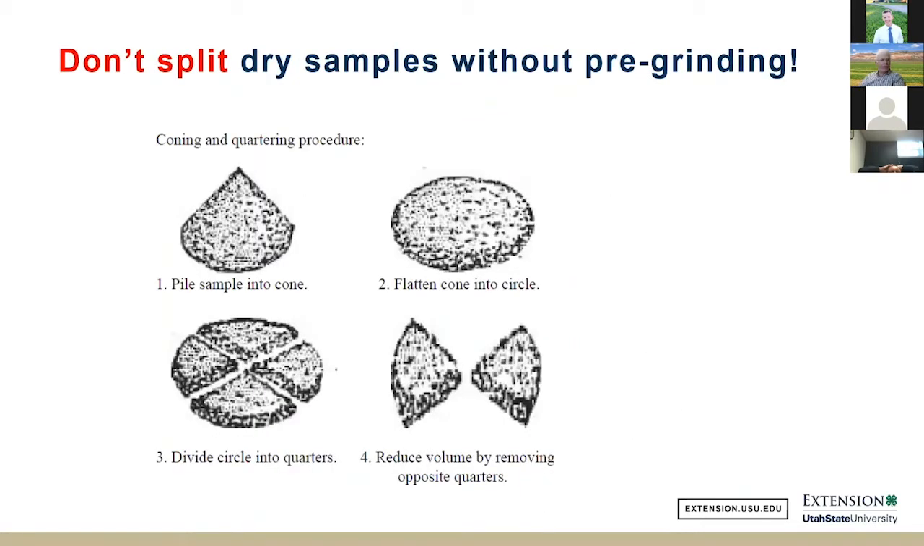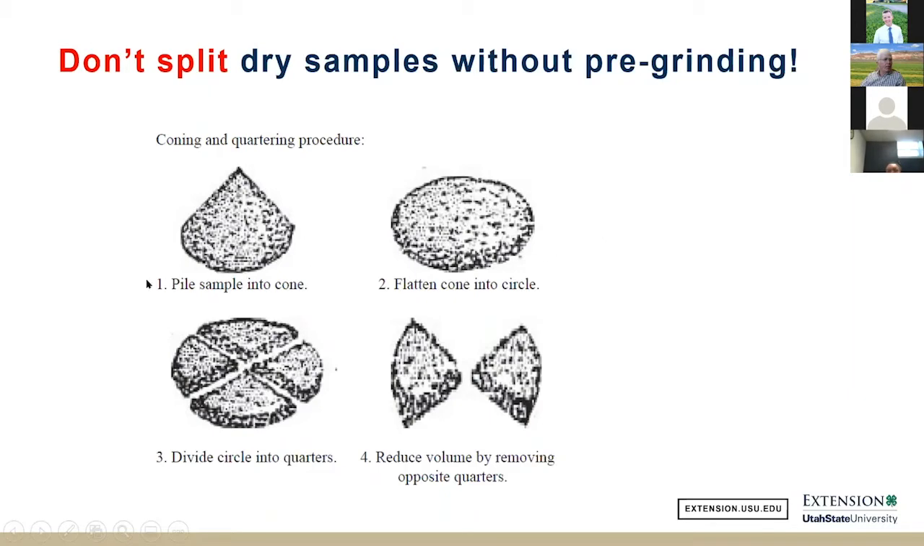On the USU analytical lab website, there is a handout that talks about splitting dry samples. You cannot accurately split dry samples, contrary to the instructions on the handout that is there. Dry samples should go through a pre-grinding, which can be done by a Wiley mill. But if you do a dry split sample, inevitably you will have a differential separation of fines versus coarse stems, and you'll bias the sample before it ever goes to the lab.